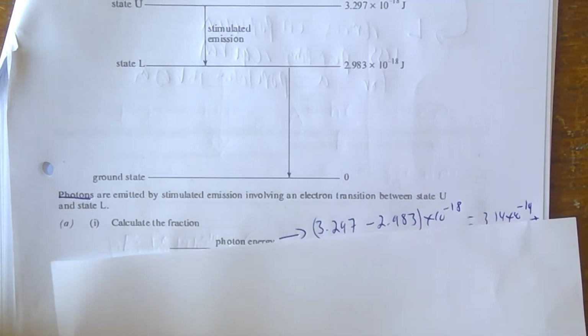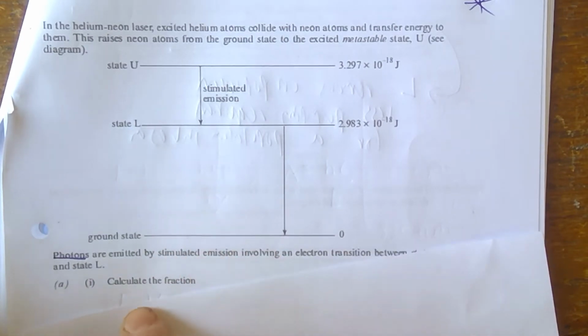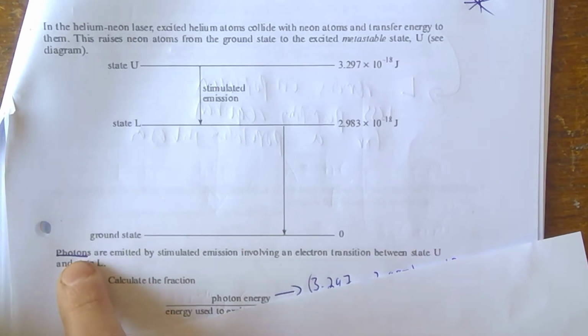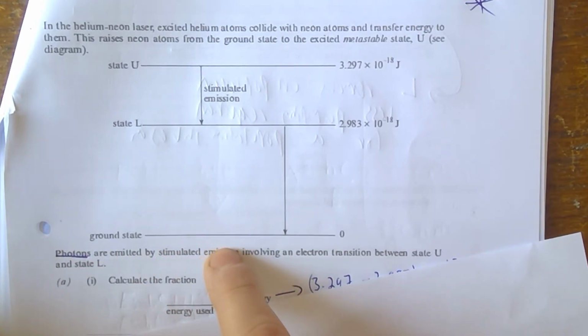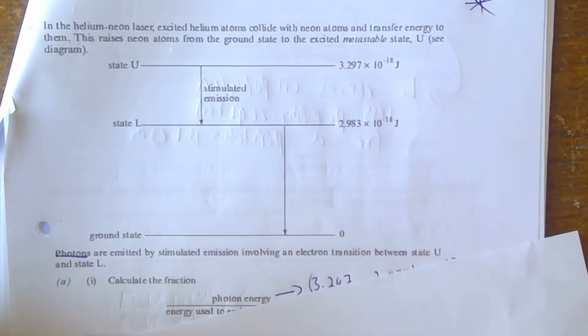Okay, the third question, right. Photons are emitted by stimulated emission. Calculate the fraction. Photon energy. So we are referring to the photons emitted by stimulated emission. These ones here. We need to think about this transition.